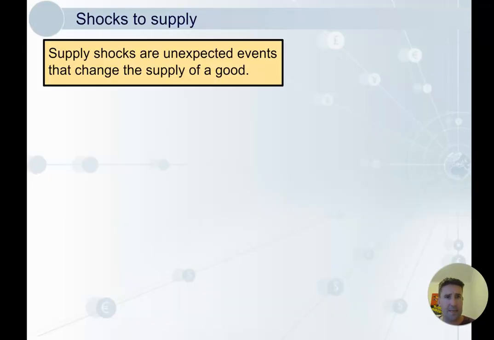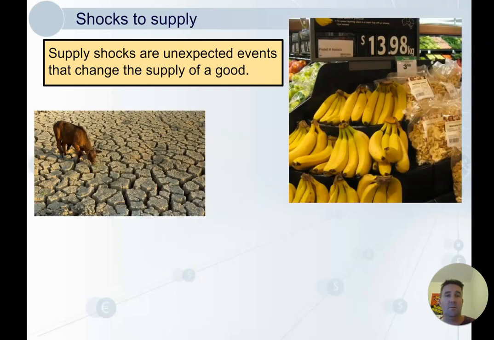And lastly, shocks to supply. Supply shocks are unexpected events that are going to change the supply of a good. So we've got weather events here. On the left here, we have a drought. This is extremely dry land, I think around the middle of Australia during a drought. So these cows, they've got no natural food to eat. So either fewer cows will be supplied to market because they can't feed them, or the cows that are supplied become more expensive because they have to buy in feed to feed them.